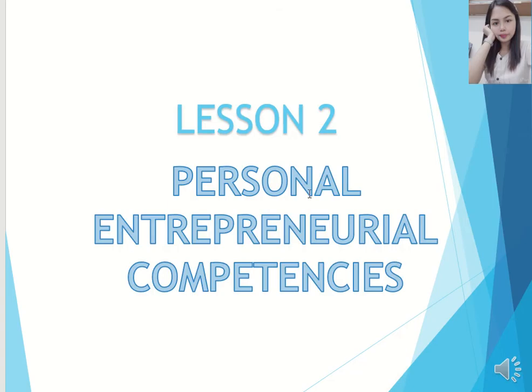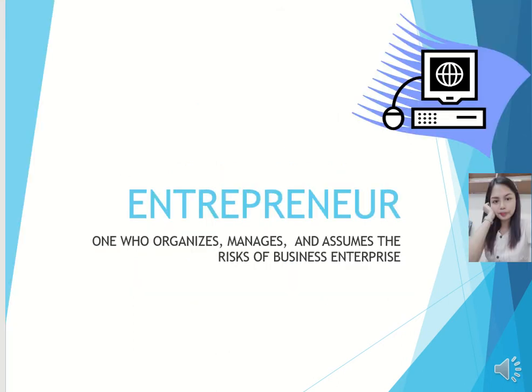Our lesson for today is about personal entrepreneurial competencies. The first one is we will discuss what an entrepreneur is. Entrepreneurs are the ones who organize, manage, and assume the risk of a business enterprise. Who are examples of entrepreneurs? For example, the owners of Jollibee, McDonald's, Bench, and one of our billionaires, Mr. Henry C. These are examples of entrepreneurs from our previous meeting.